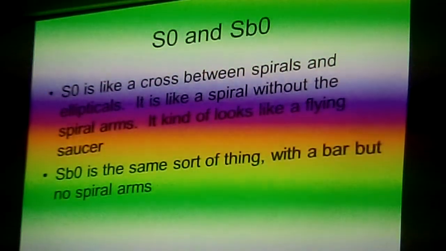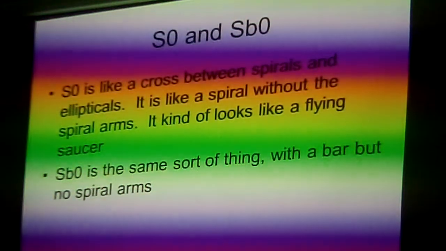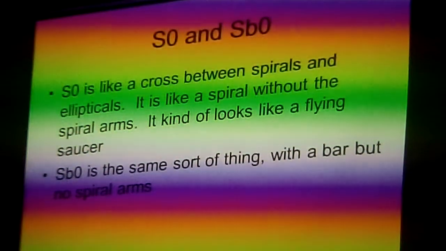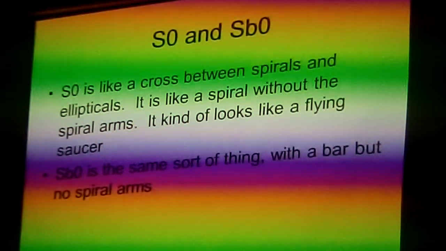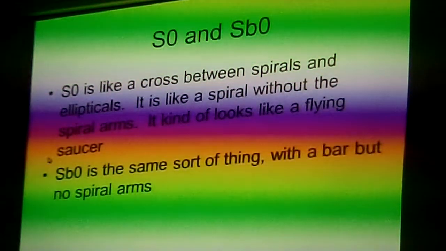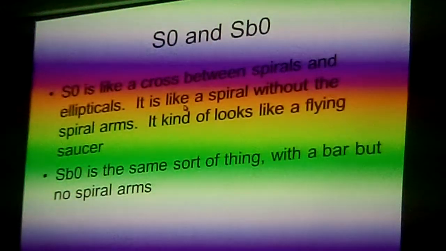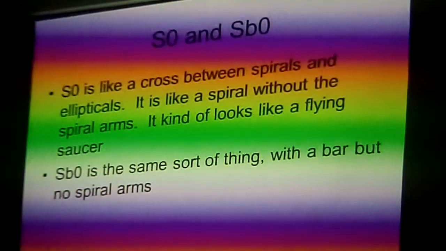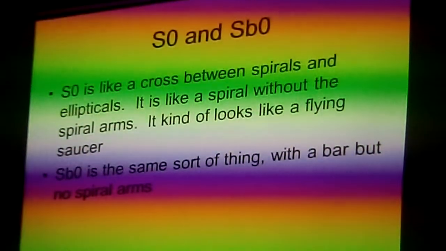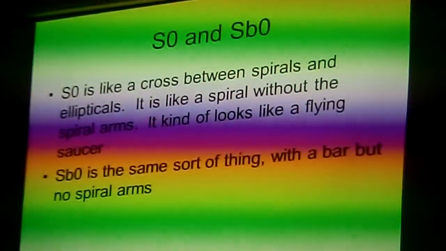But if you take off those spiral arms, then it kind of looks like this. That's an S0. An S0 is a cross between spirals and ellipticals. It's almost an elliptical, except it's got this dip in it, whereas an elliptical would be more circular. It wouldn't have these dips. S0 is a spiral without any arms.